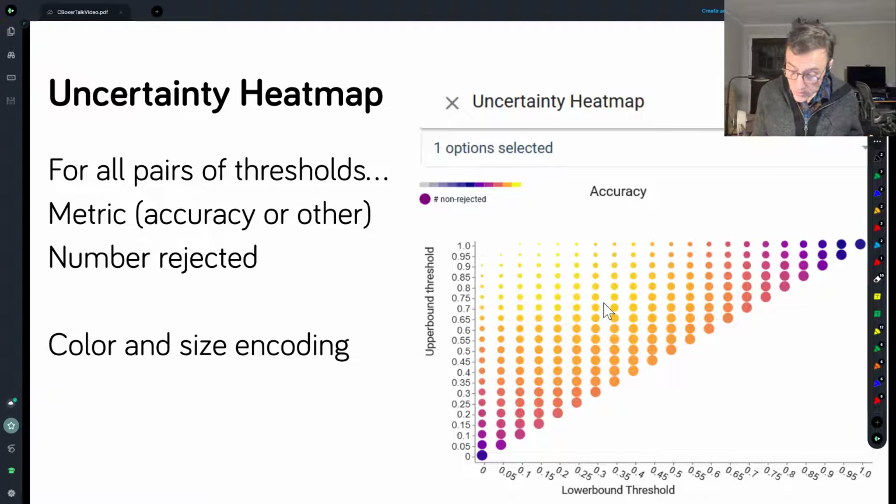So here we can see, say, down here, we get pretty good performance, that's the orange, but without rejecting very many. The circles are big. Whereas up here, we get better performance, more yellow, but it rejects a lot of things. The circle is small.